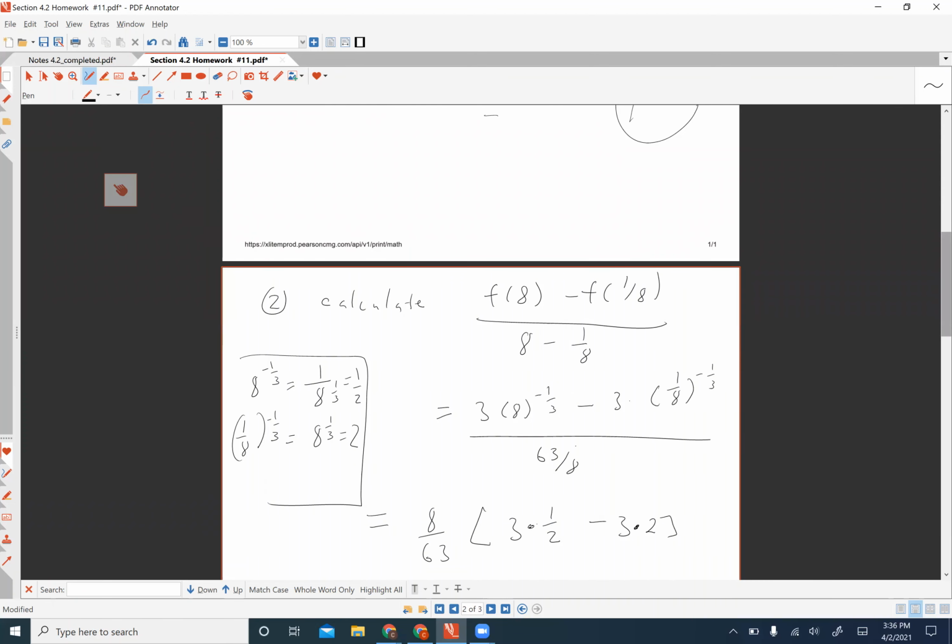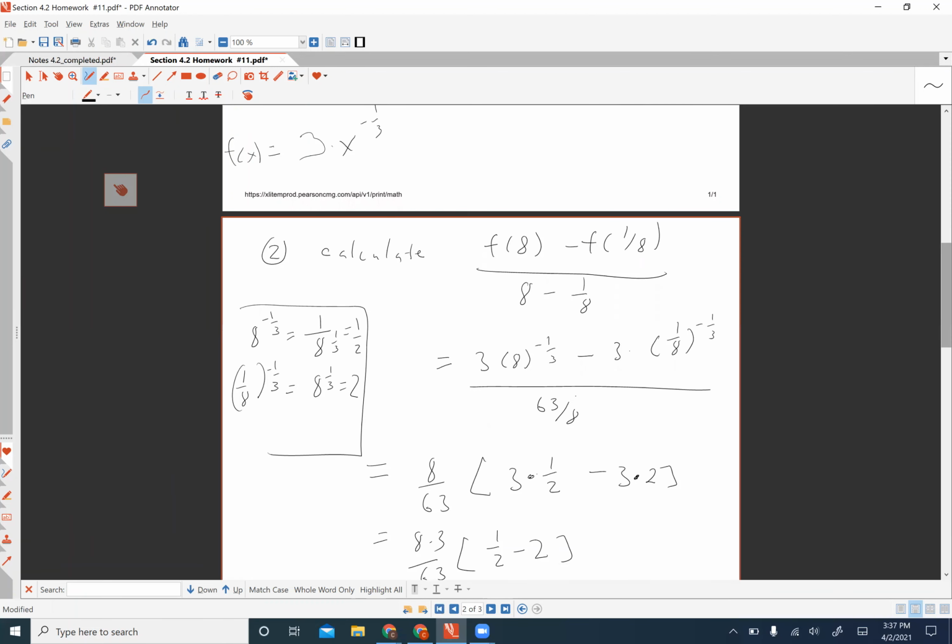Remember f is 3 times x to the negative 1/3. That's our function. And so we just plug those numbers in. So it's 3 times 8 to the negative 1/3 minus 3 times 1/8 to the negative 1/3, divided by 8 minus 1/8. The denominator turns out to be 63 over 8. And 8 to the negative 1/3 is just 1 over 8 to the 1/3, or 1/2. And 1/8 to the negative 1/3 is the same as 8 to the 1/3, or 2.